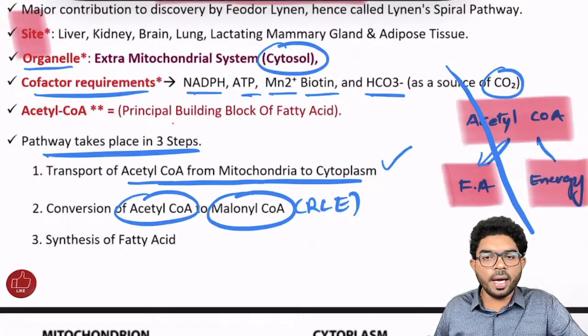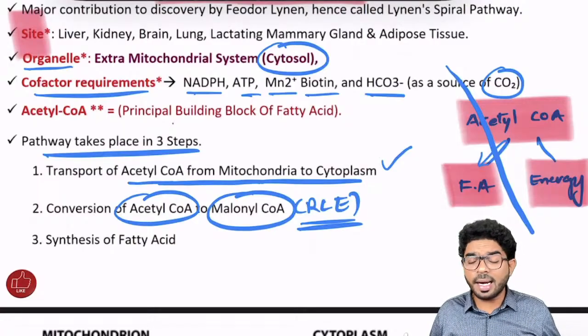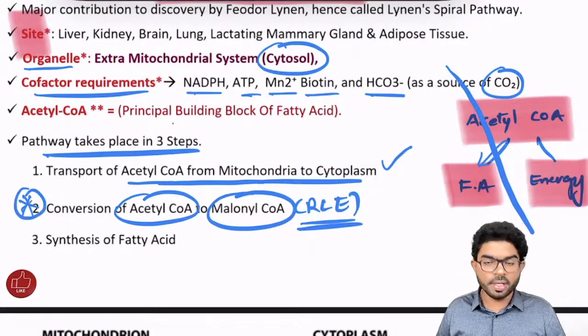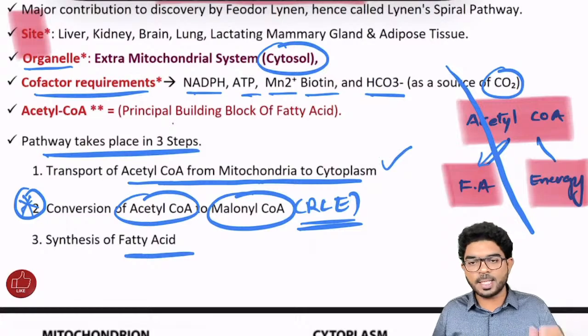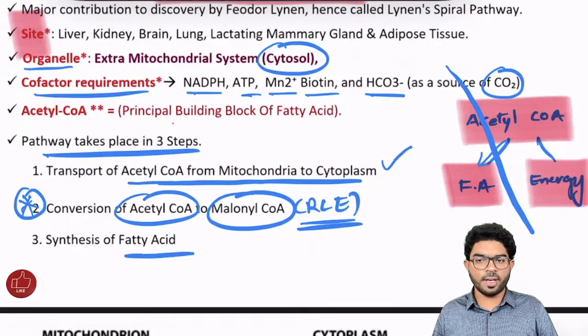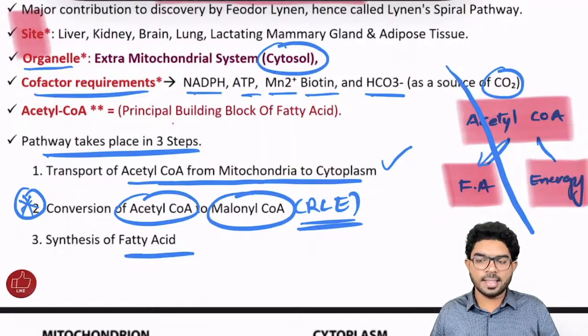This conversion of acetyl-CoA to malonyl-CoA is associated with the rate-limiting enzyme. For every reaction, the most important question will revolve around the rate-limiting enzyme. Even in this question, they are talking about the rate-limiting enzyme. Finally, the synthesis of fatty acid takes place. So there are three reactions. My acetyl-CoA is present in my mitochondria. If I want energy, I will send it to the Krebs cycle, which generates energy. If I don't want energy, I want to store it, so I send it to the cytosol, where fatty acid synthesis takes place.